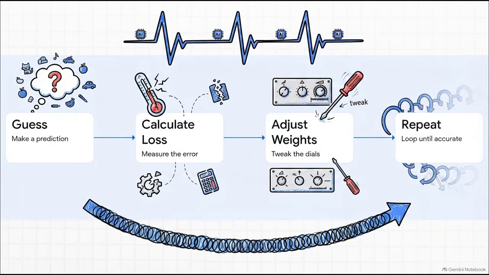All of this comes together to create the basic machine learning loop. This is the absolute heartbeat of AI. It's a relentless, continuous cycle. Step 1, the machine makes a guess. Step 2, it calculates the loss, figuring out precisely how wrong that guess was. Step 3, it reaches in and adjusts the weights, tweaking those internal dials. And step 4, it repeats over and over, sometimes millions of times, until the loss is incredibly tiny and the machine is highly accurate. That math loop right there, that's what we mean when we say a machine is learning.